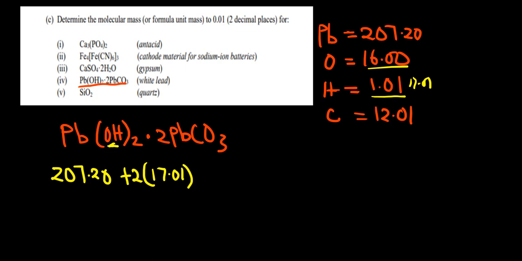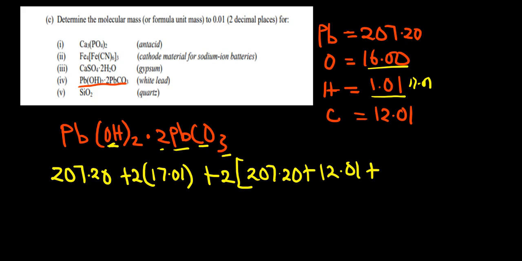Okay, and then from there, I say plus, and then I have these 2 here, so I'm going to say 2, and then in the brackets I'm going to put the mass of lead, so 207.20 plus the mass of carbon, which is just 12.01, plus 3 multiplied by the mass of oxygen, so it will be 3 multiplied by 16, like that. Okay, so this is what we have. So we just have to simplify now these values on our calculator.